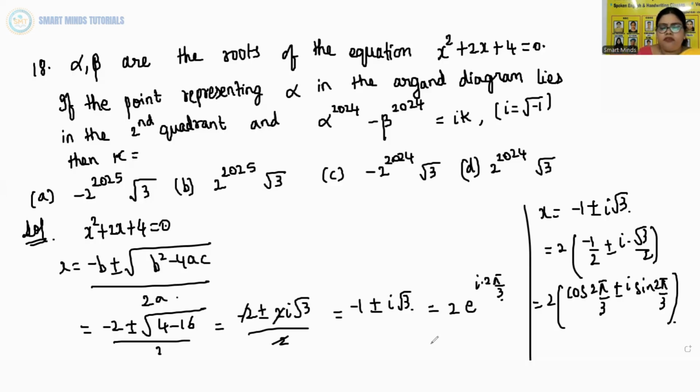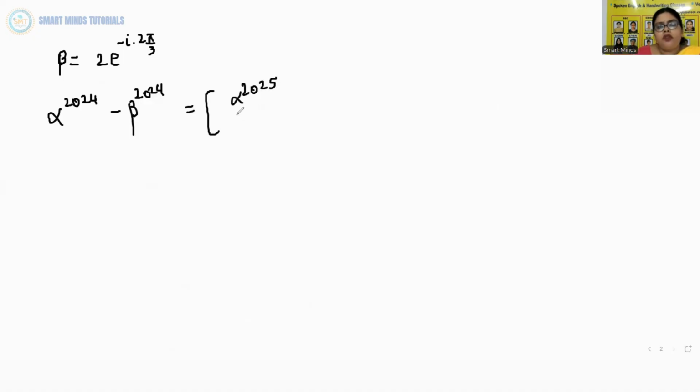So one root is alpha and the other root is beta. So you got over here alpha is equal to 2 e power i into 2 pi by 3. Now we need to find out the beta value. So beta is 2 e power minus i into 2 pi by 3. So alpha power 2024 minus beta power 2024 we need to find out. Can I write this as alpha power 2025 by alpha minus beta power 2025 by beta?